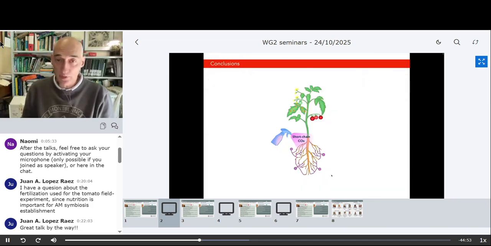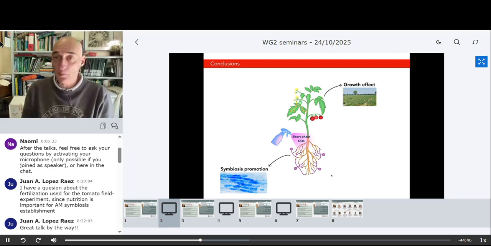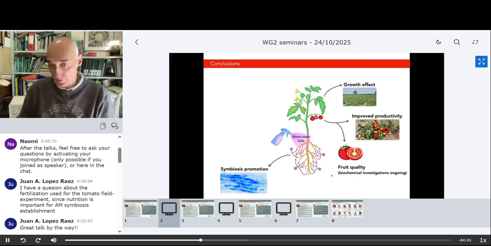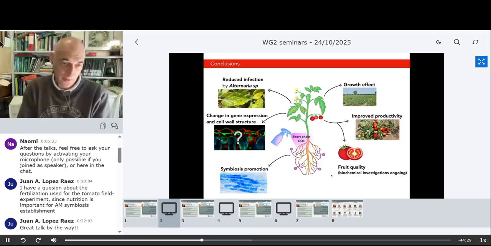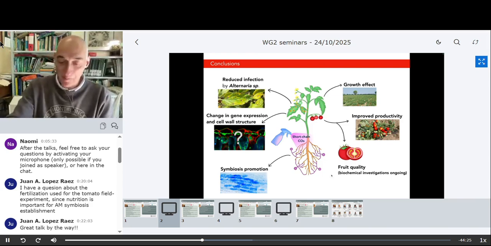So to conclude, we have treated our tomato plants with COs. We have seen a positive effect on symbiosis. We have seen a positive effect on plant growth and performance, productivity. We are investigating fruit quality now with more detailed biochemical investigations, but the indications are interesting. We have a reduced infection by this pathogen, and we have seen changes in the cell wall structure, even if these are more challenging to really understand completely.